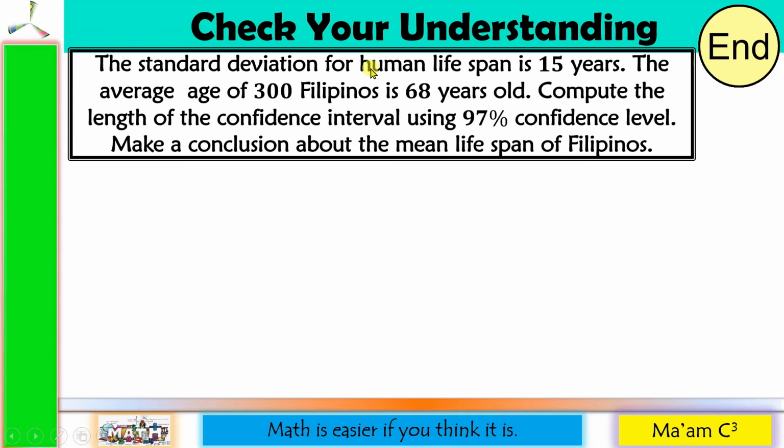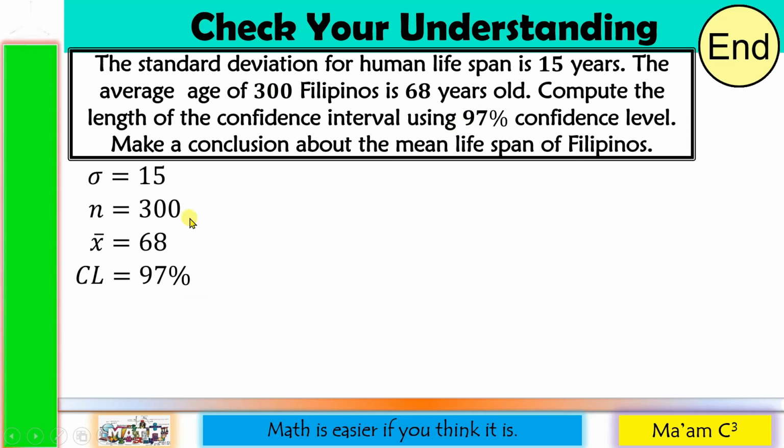Let's have our given first. Standard deviation for human life span is 15 years. So this is the population standard deviation. 300 Filipinos is our sample size. Average age is 68. So this is the sample mean. And then confidence level of 97%. This is an example of sample size greater than 30 and the population standard deviation is known. So we're going to make use of Z distribution. But 97% is not one of the common level of confidence. So we are going to determine first its corresponding critical value.